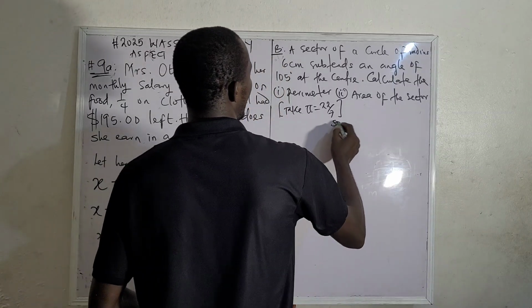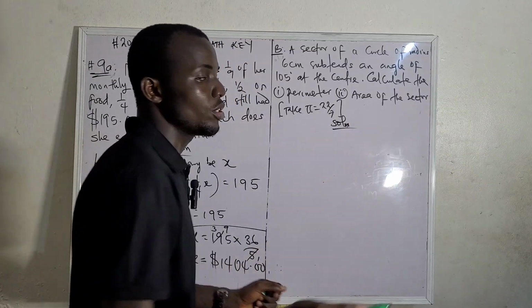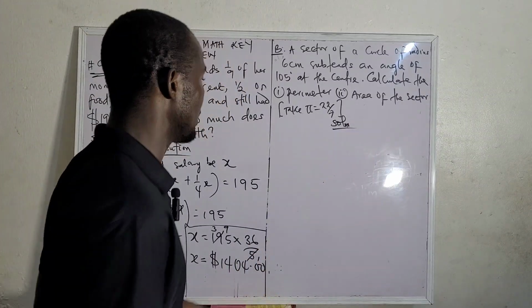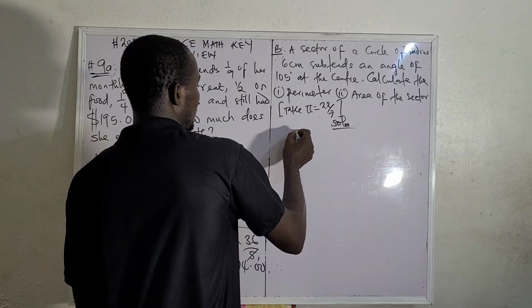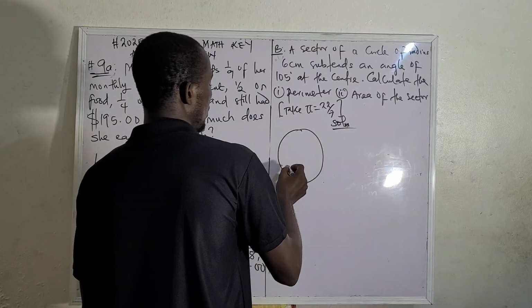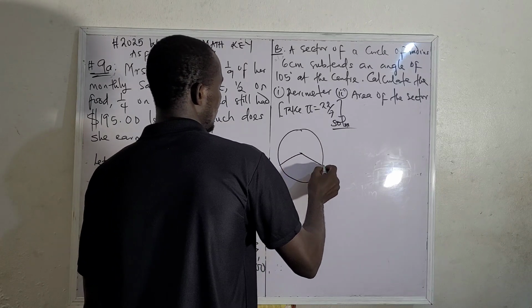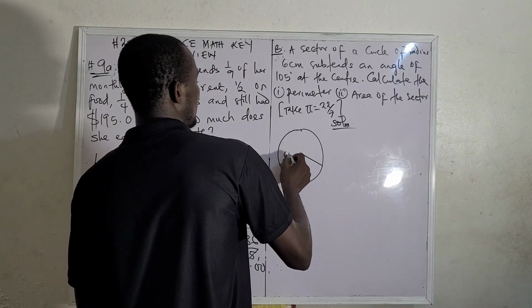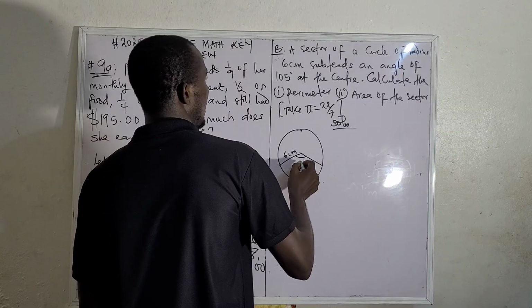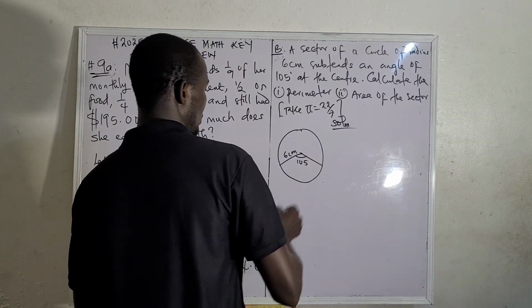Here, in the solution, it is good to illustrate using a circle, a diagram. So let's draw a circle, and so this is what we have, not drawn to scale. And then if this is the center, we have this, and the radius is 6 centimeters. This angle here is 105. All right, we are looking for the perimeter.